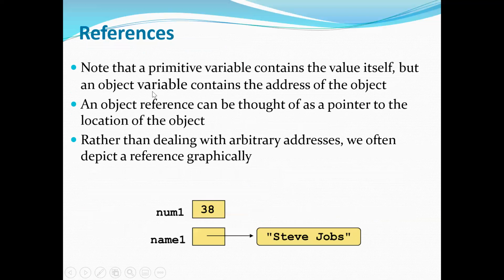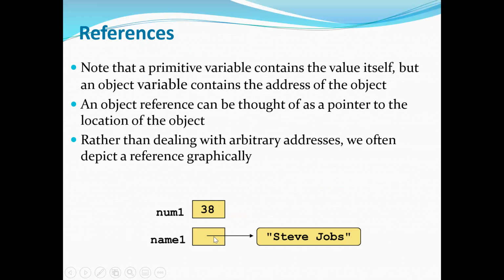So let's go through more explanation on the references. Here we should note that a primitive variable, again, contains the value itself. A primitive variable such as int num. num is a primitive variable because the data type is a primitive type, and it always contains the value that we assign to it. But an object variable contains the address of an object. So an object reference can be thought of as a pointer to the location of the object.